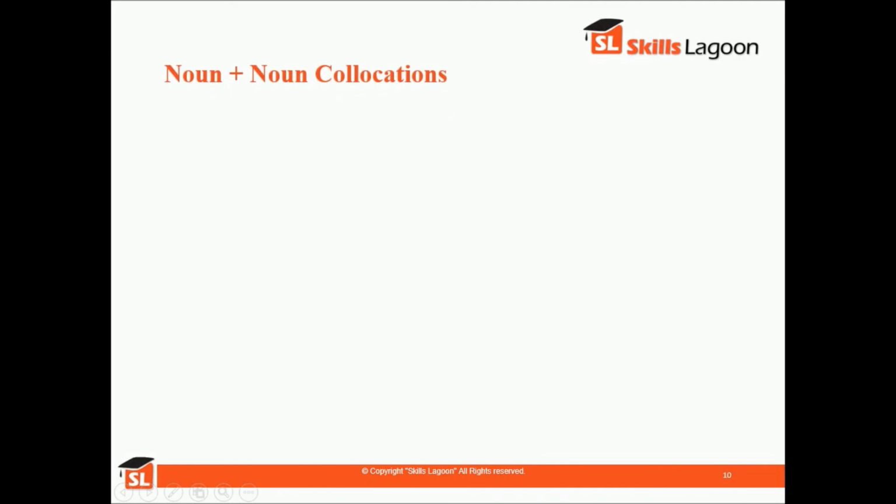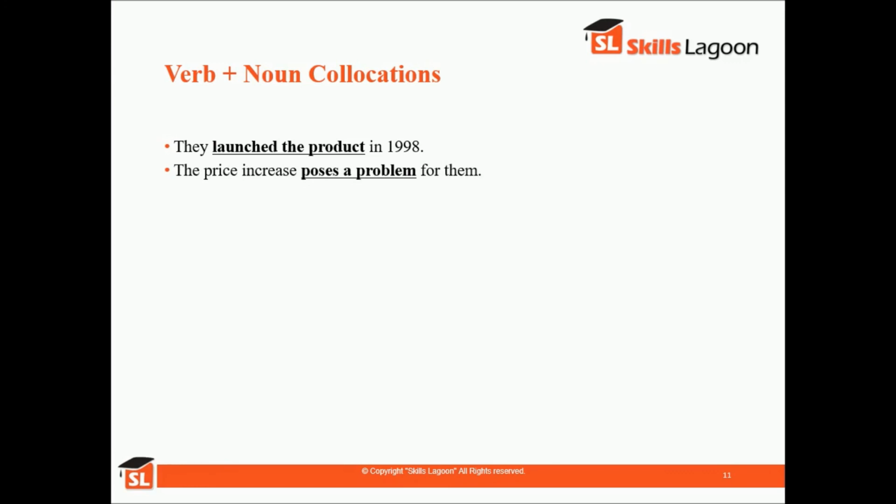Next is noun plus noun collocations, like a surge of anger, a sense of pride, a pang of nostalgia. Now here come the verb plus noun collocations. They launched a product in 1998. The price increase poses a problem for them. The internet has created opportunities for his company.